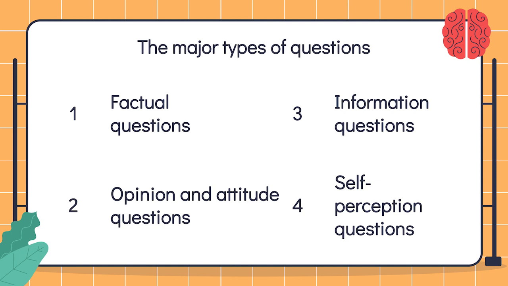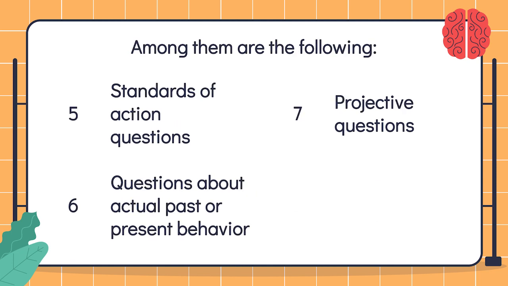2. Opinion and attitude questions, questions intended to determine a person's ideas, inclinations, prejudices, convictions, and so on. 3. Information questions, questions designed to measure the respondent's knowledge about some topic. They typically require the greatest response time. 4. Self-perception questions, questions quite similar to attitude questions, but restricted to one's opinions about himself or herself.